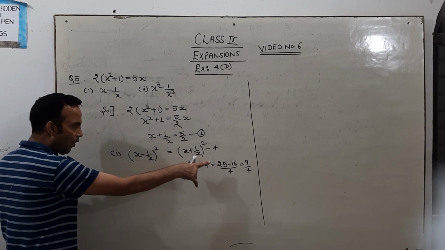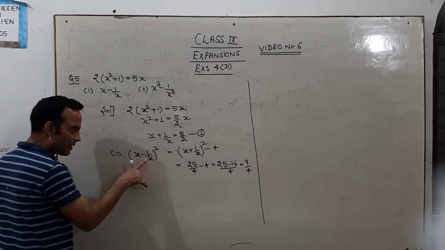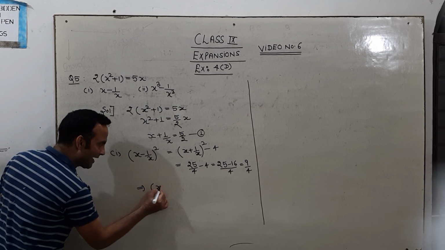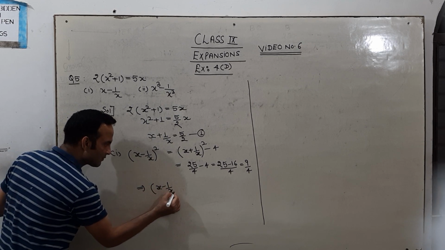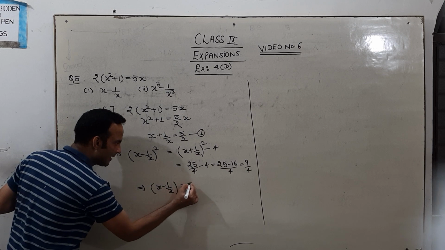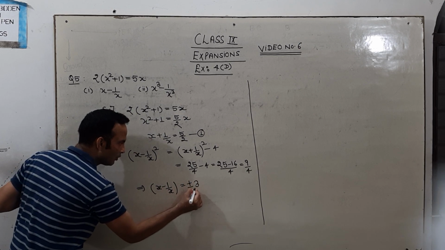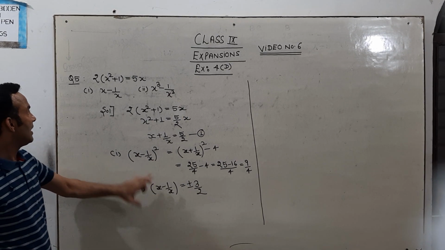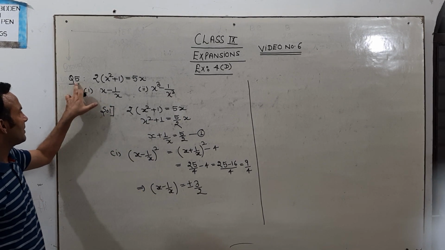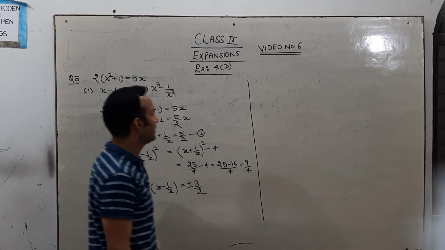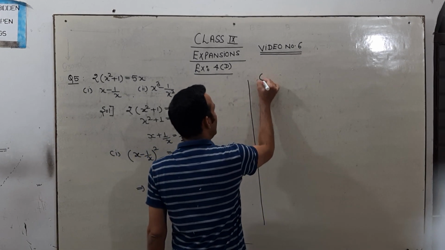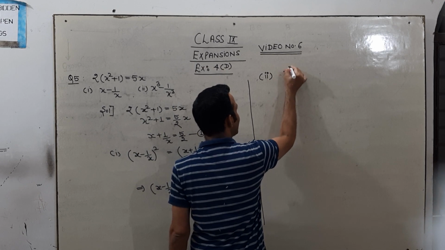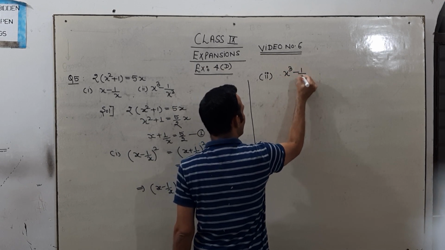This is the value of what? This is the value of x minus 1 upon x whole square. So what is the value of x minus 1 upon x? The value of x minus 1 upon x is plus minus 3 upon 2. Okay? This is the answer of the first part of problem number 5. Now see the second part. In second part, we have to find out the value of x cube minus 1 upon x cube.